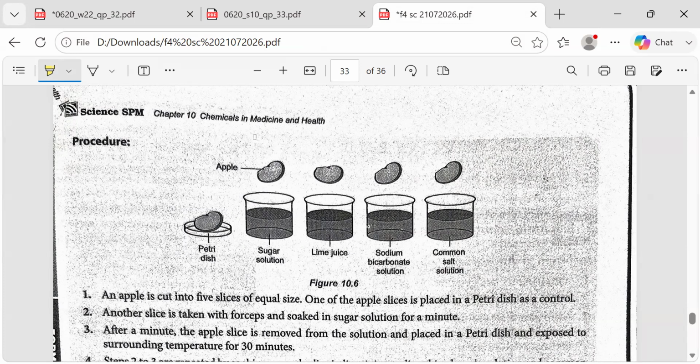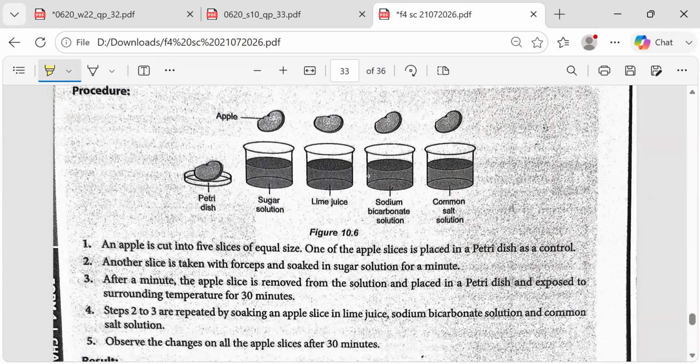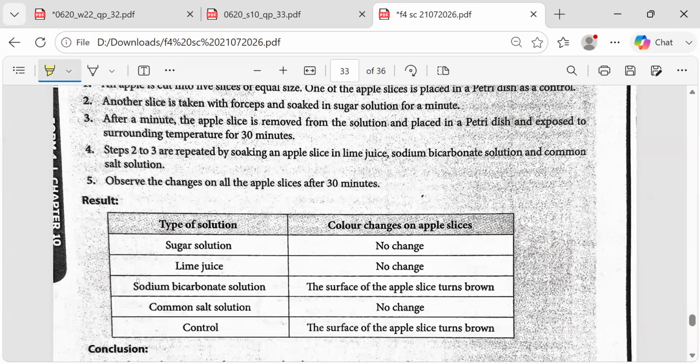Can you understand? Okay, so this is how you show that if you put sodium bicarbonate, the surface of the apple turns brown. But if you put lime juice, there is no change in color. Sugar solution also no change in color. Common salt also no change in color. All right. So these three can prevent oxidation. Simple or not? Simple concept, right?